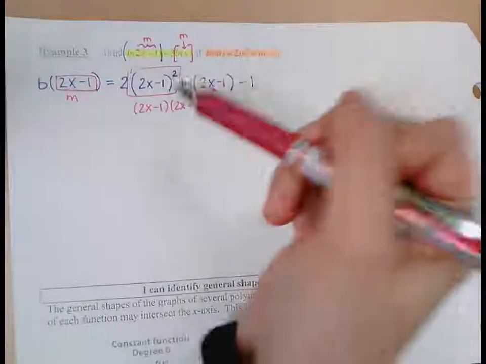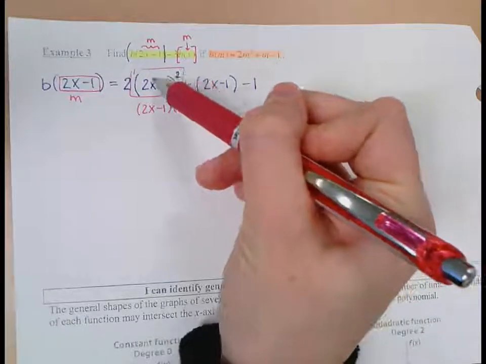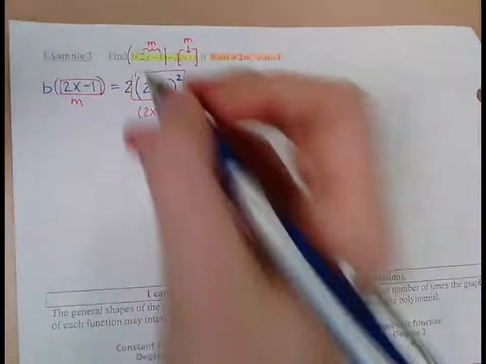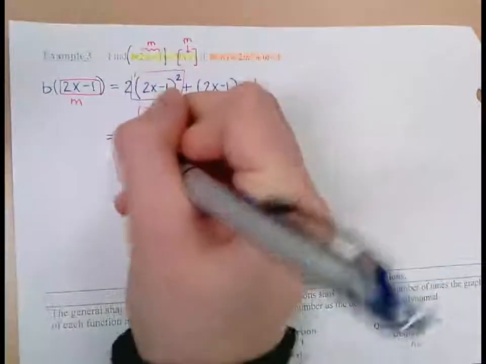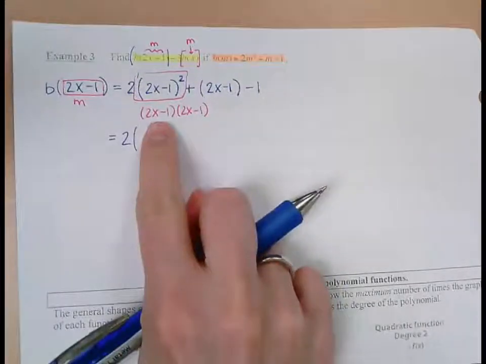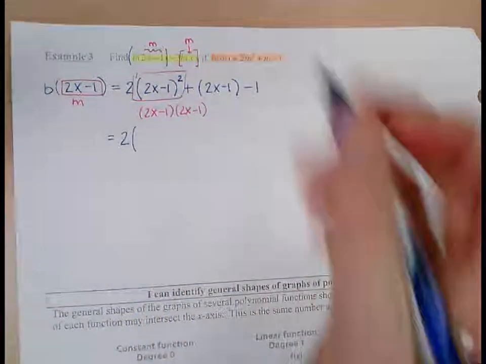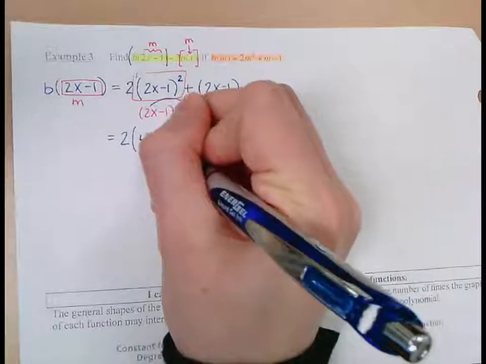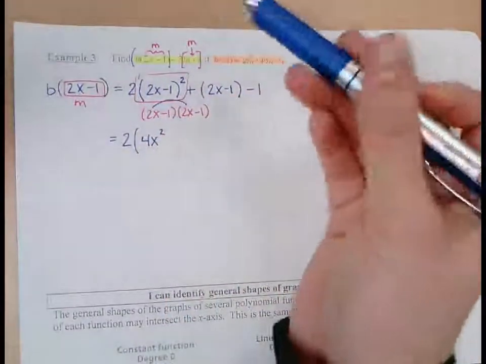FOIL. So make sure with this, you are not distributing the exponent. You have to write it out to FOIL. So the 2 that's multiplied in front will stay. And then I'm going to write in parentheses what I get when I FOIL these. So multiplying the first terms, 2x times 2x is 4x squared.